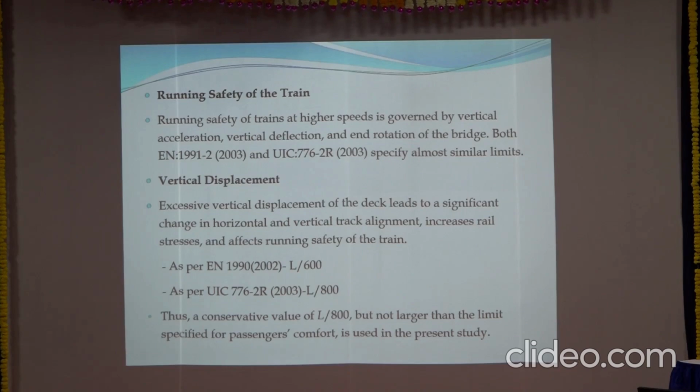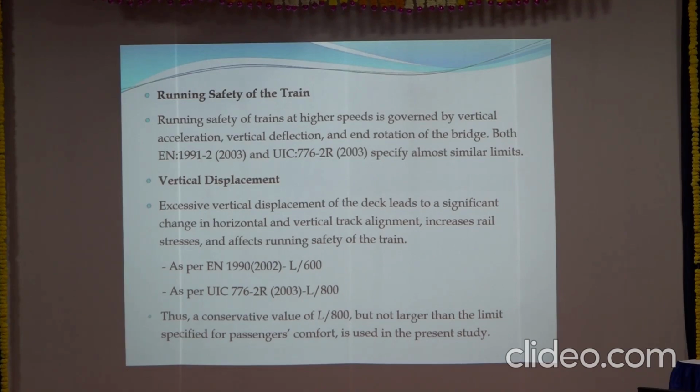Now in safety, first is the vertical displacement. Excessive vertical displacement of the deck leads to a significant change in the horizontal and vertical track alignment that will increase rail stresses. Additional stresses will be developed in the rail, so that may affect the running safety of the train. The limit as per the EN code is L by 600 and as per UIC is L by 800. We have taken a conservative value of L by 800, but not larger than the limit specified for passenger comfort.